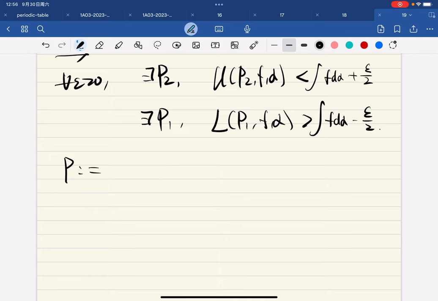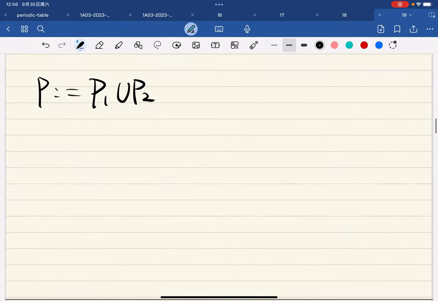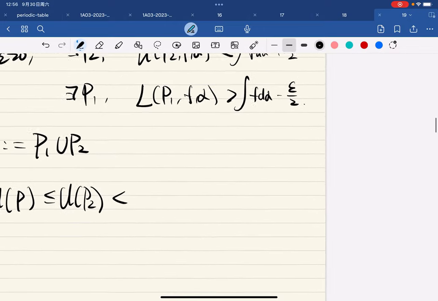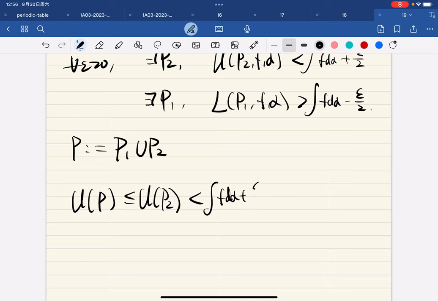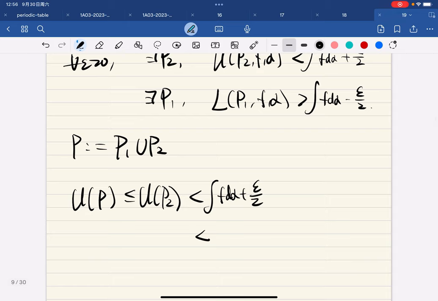And we define P to become their common refinement. Then we have U of P, right? This partition, by definition, is less than the upper integral of f d alpha plus epsilon over 2, right? Which means that both sides plus epsilon, this plus epsilon is equal to this. And again, it's less than L of P plus epsilon.